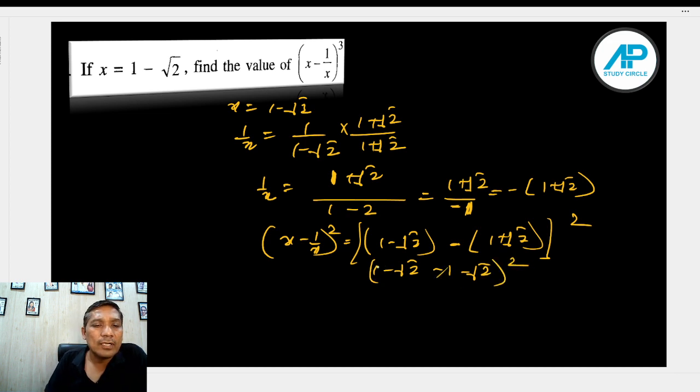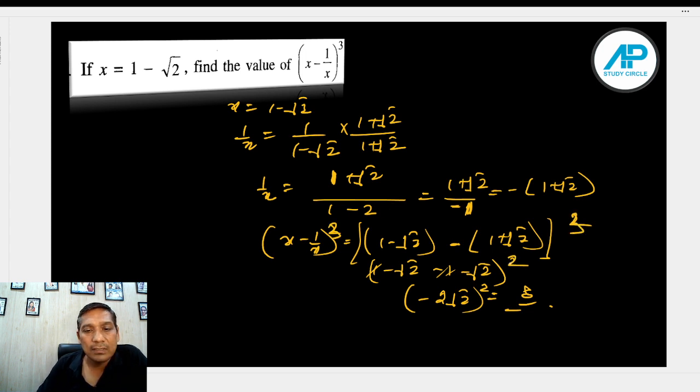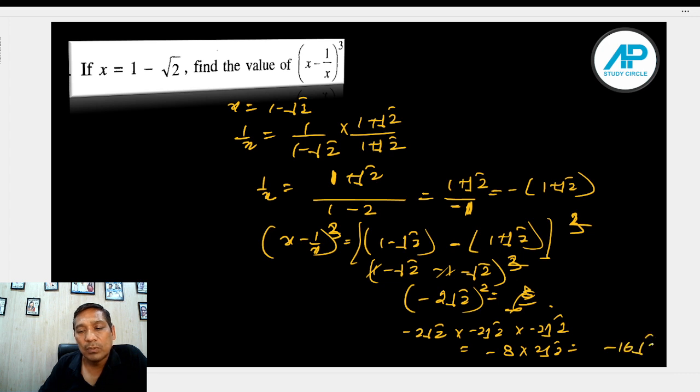What can be cancelled? 1 and 1 are cancelled. I got minus 2 root 2 squared. That gives me 8 as the answer. So I need a cube. I made a mistake. Oops. Doesn't matter. Now, a slight change in this question. Minus 2 root 2, minus 2 root 2 and minus 2 root 2. That gives you minus of 8 into 2 root 2. That gives you 16 root 2 as the answer.